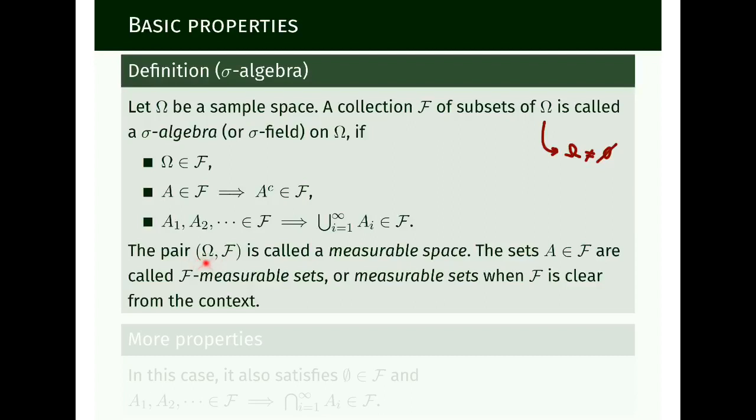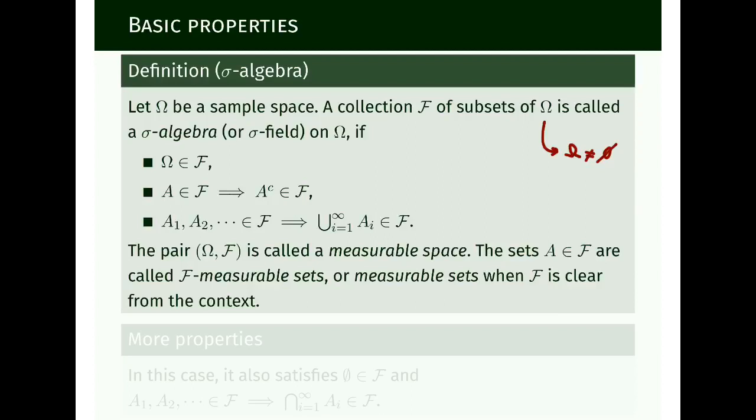Then the pair omega, together with this family F of subsets of omega that has this structure, is called a measurable space. So it's a measurable space, which means it's amenable for us to do measure theory on this set. Sets in this family are called F-measurable sets, which means they're measurable only in the sense that they belong to the family. So this is just semantics here. And we simply call them also just measurable sets if it's clear from the context that the collection under consideration is that F.